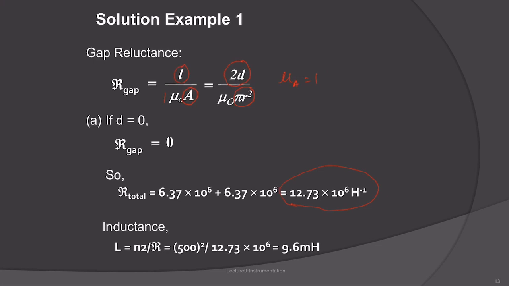So from the total reluctance value, we will be able to calculate the inductance value, which is N to the power of 2, divided by reluctance. So the number of coils is 500 squared divided by 12.73 mega per Henry will give us the inductance value is 9.6 millihenry.